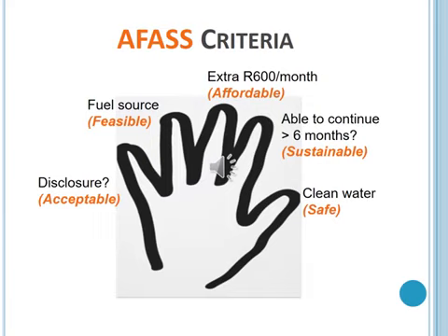It has to be feasible to safely formula feed. You have to have a fuel source, electricity or paraffin to ensure that you have clean water and also to be able to sterilize the bottles. It has to be affordable, and for very, very few people who only receive a child support grant, it will be feasible. You have to be able to continue for more than the first 6 months, so it has to be sustainable and it has to be safe.